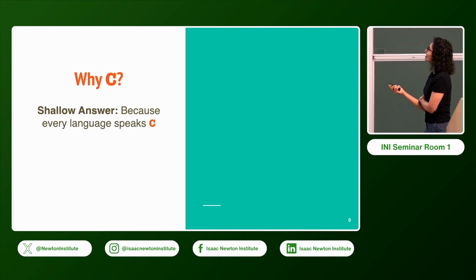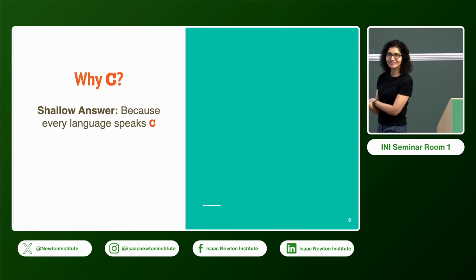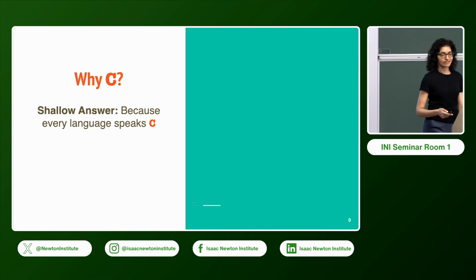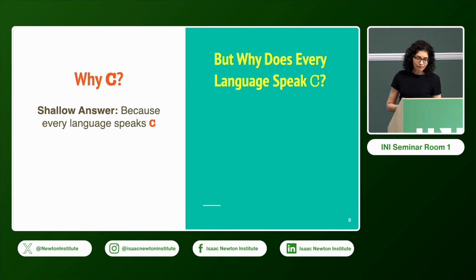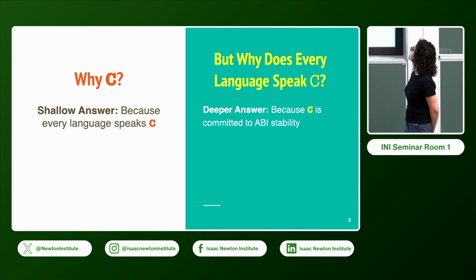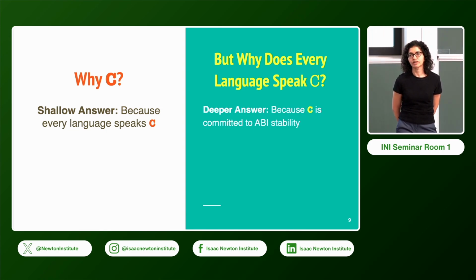So why C? The shallow answer, you're probably thinking this already, is that every language speaks C. Every language has a C FFI because we need to link to standard library stuff, etc. But why does every language speak C? Perhaps the deeper answer here is that C is one of the few languages that is committed to what we call ABI stability.